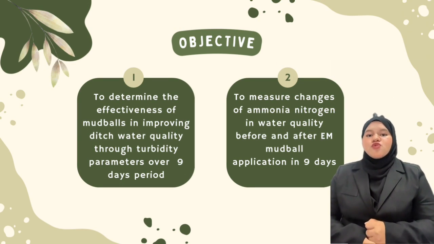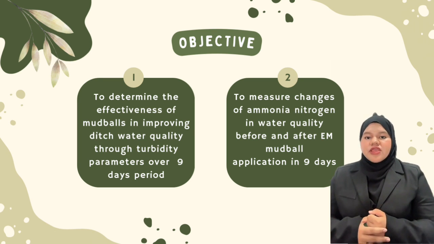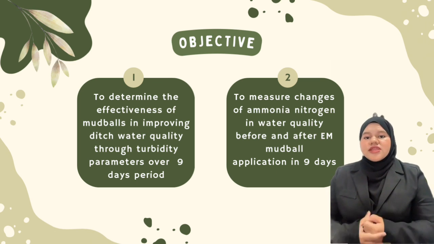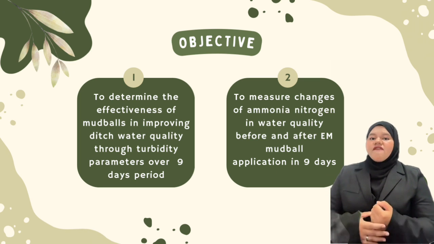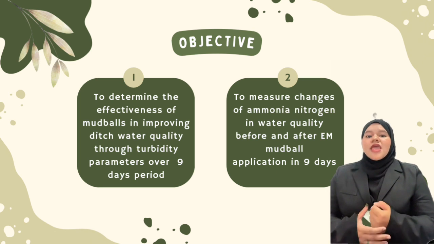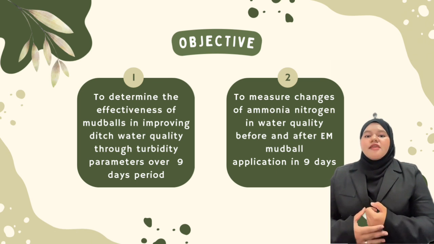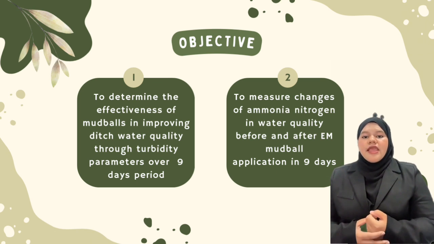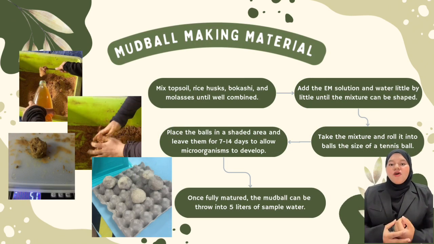In this study, we have two main objectives. The first objective is to determine the effectiveness of EM mudballs in improving ditch water quality. This is done by observing changes in turbidity levels over a period of 9 days. In other words, we want to see whether the water becomes clearer after the EM mudballs are applied. The second objective is to measure the changes in ammonia nitrogen levels before and after the EM mudball application. This helps us to understand how effective EM mudballs are in reducing pollutants and improving the overall water quality. Through these two objectives, we aim to evaluate how well EM mudballs work as a natural and eco-friendly solution for treating polluted water.